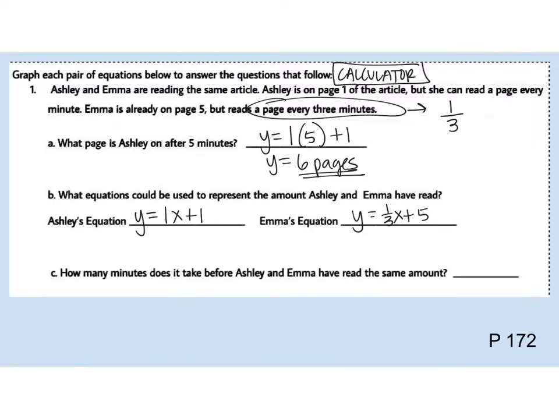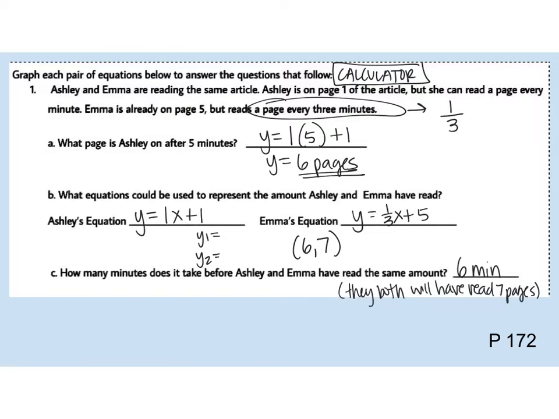So how many minutes does it take before they've read the same amount? I'm going to plug those into the calculator for my Y1 and my Y2, and I end up with a solution of (6, 7). So how many minutes before Ashley and Emma have read the same amount? 6 minutes, because they both will have read 7 pages.